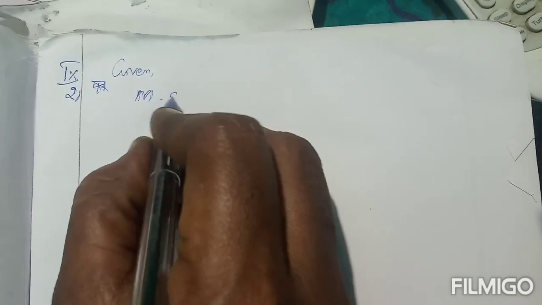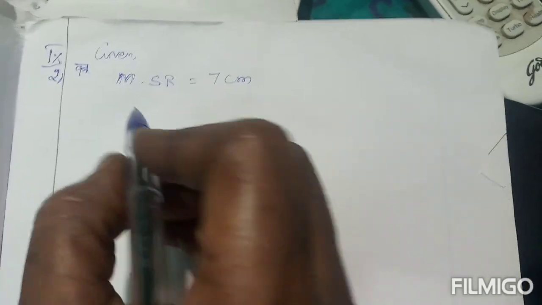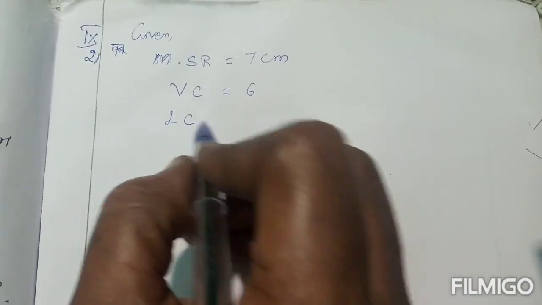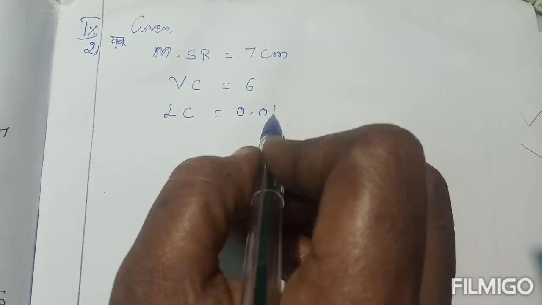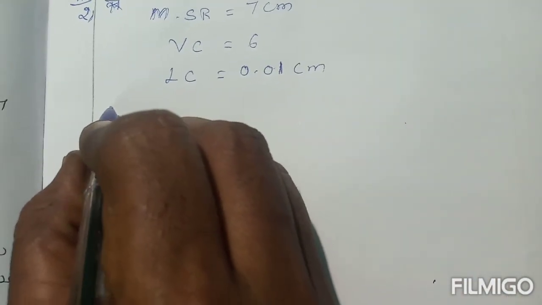Okay, first what is given in the question? Given you have to write. Given: MSR, main scale reading, equal to 7 centimeter. Then VC, vernier constant, equal to 6. Then LC, least count, equal to 0.01 centimeter. Here centimeter only is given, so least count also you have to take in centimeter. What you have to find? The diameter you have to find.